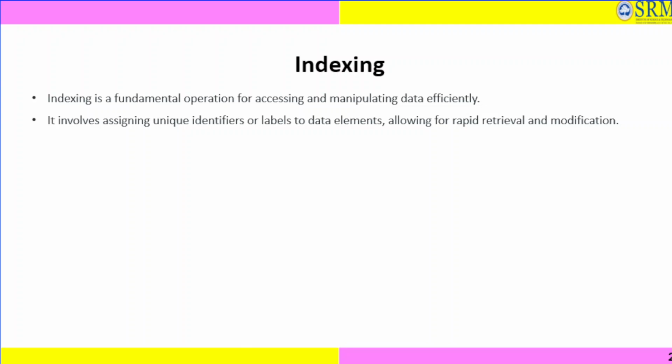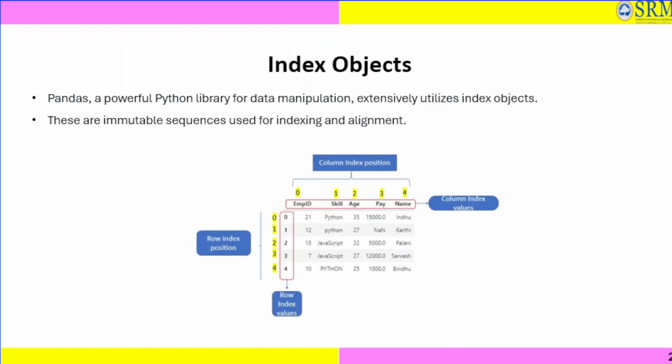In the previous video on series and data frames, we had a set of data elements and accessed them with indexes starting from 0, 1, 2 and so on. So that is nothing but the indexes. Only by indexes can we modify or retrieve the data in an easier manner. So these are called index objects.